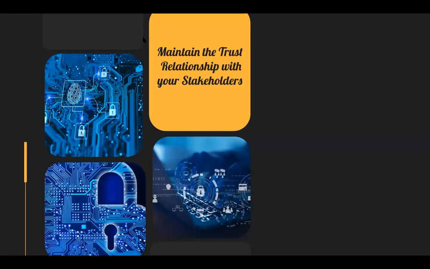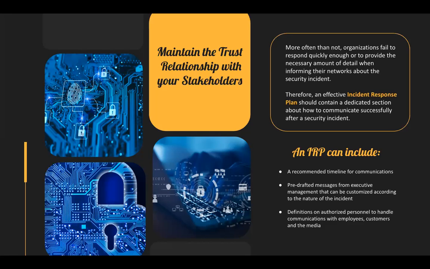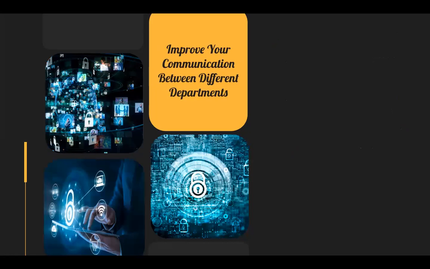Maintain the trust relationship with your stakeholders. This is another important step in the incident response plan, and it should include a recommended timeline for communications, pre-drafted messages from executive management that can be customized according to the nature of the incident, and definitions of authorized personnel to handle communications with employees, customers, and the media. And there are normally steps to take, such as triage, inform, manage, and rehearse. So you want to make sure that you're prepared as best as possible in case of an event.